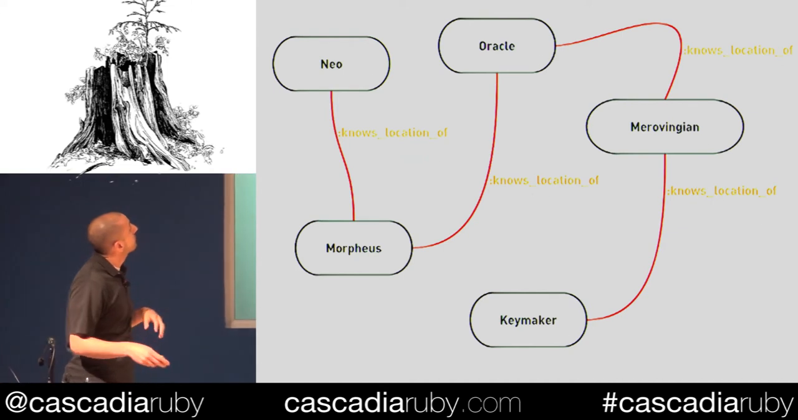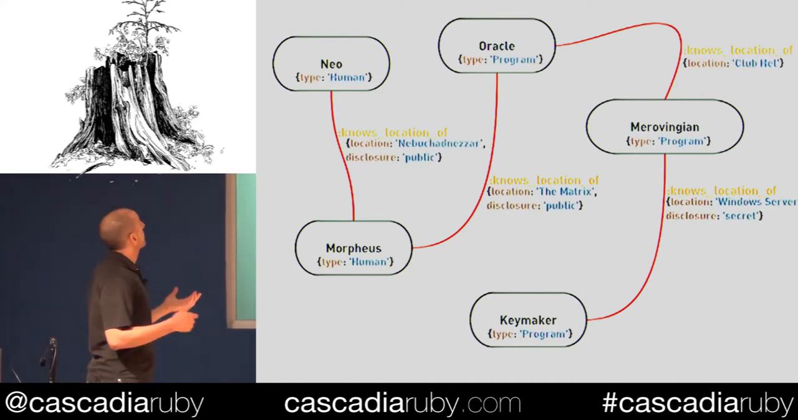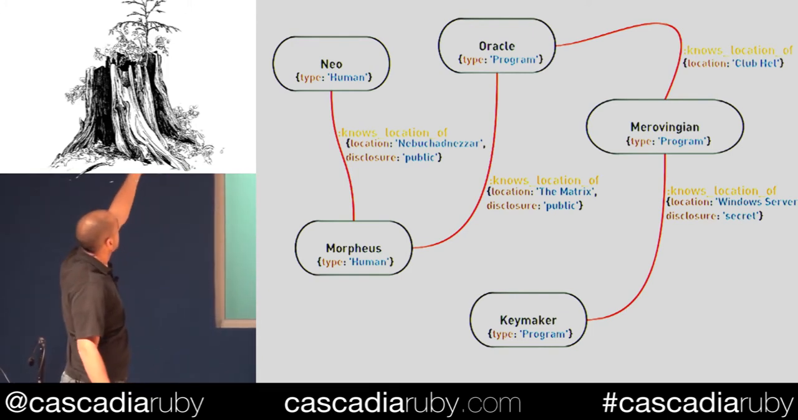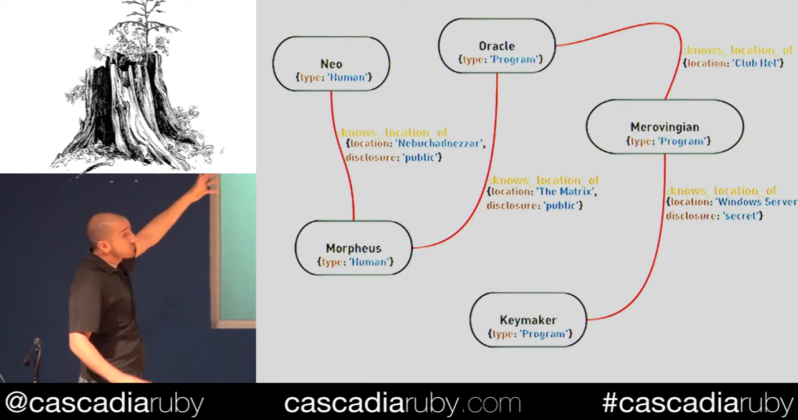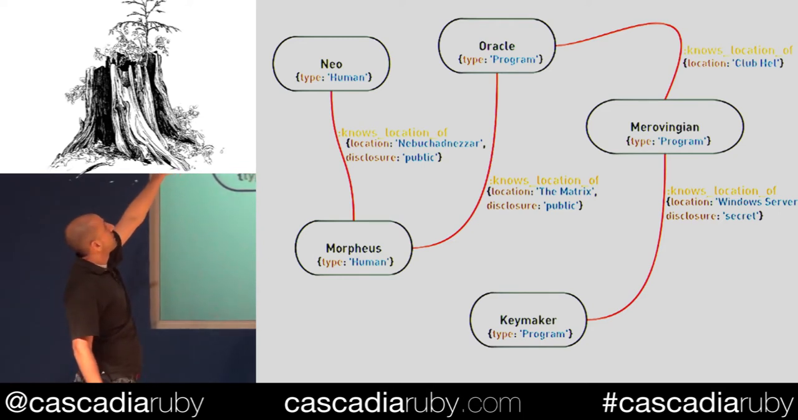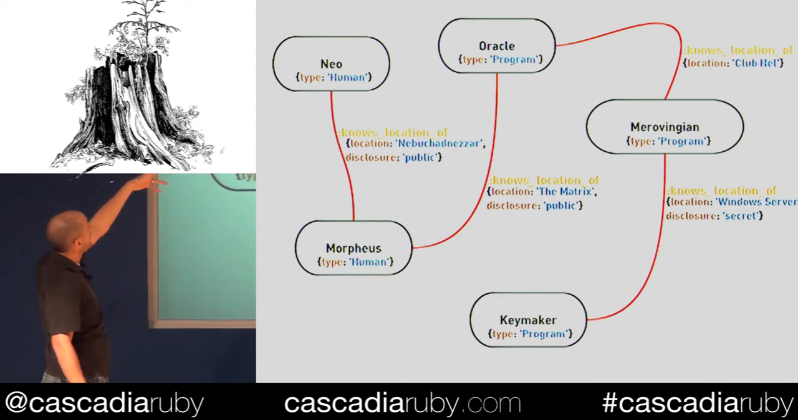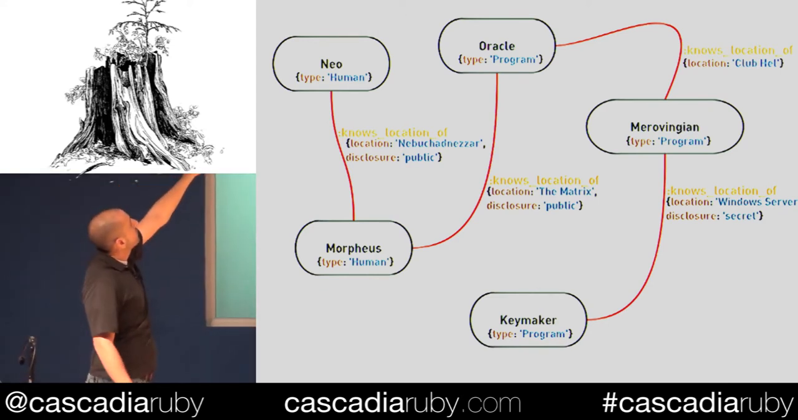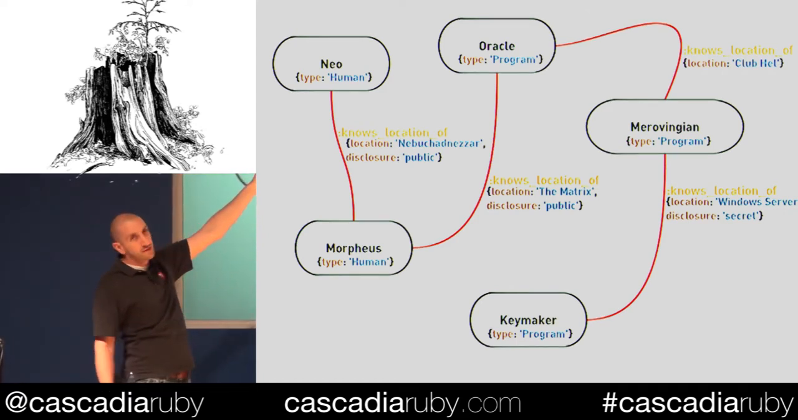So let me throw in some more details in here, because, again, we can add properties to both nodes and relationships. It's the cool stuff. So now we know that Neo is a human who knows the location of Morpheus and the location of the Nebuchadnezzar, and the disclosure is public. And then Morpheus is a human who knows the location of the Oracle, who's a program, right? And the location is the Matrix, and the disclosure, again, is public. So the Oracle knows the location of the Merovingian, which is in Club Hell.